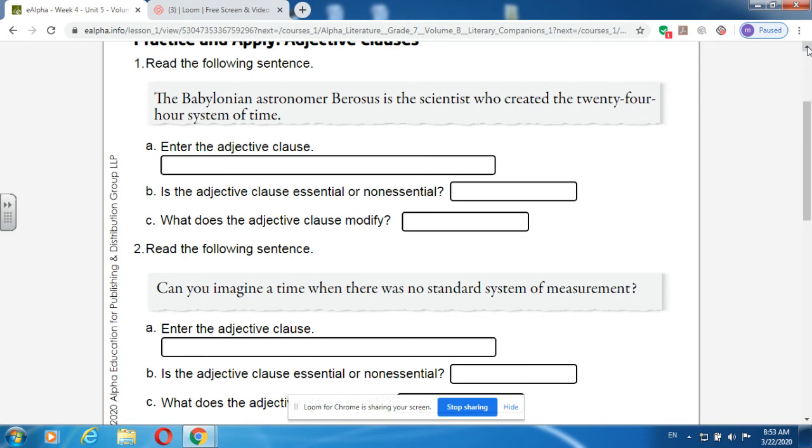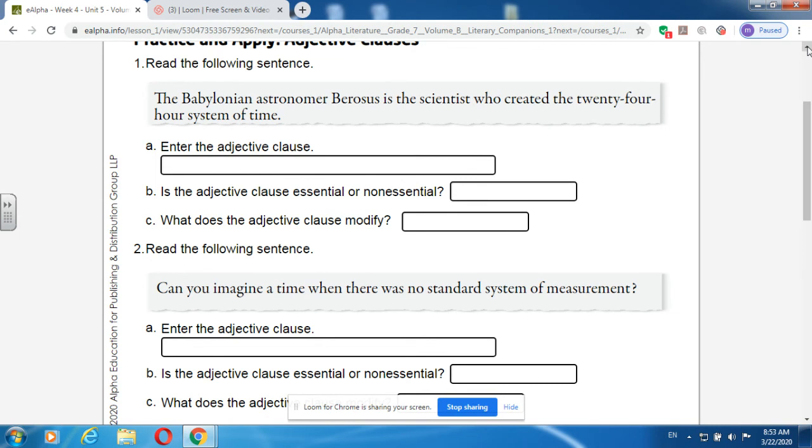Now look there. You'll see a relative pronoun. The relative pronoun in this sentence is who. So now you know it's not set off with a comma, so you know that it's essential. And it's describing who, and this is how you do this.